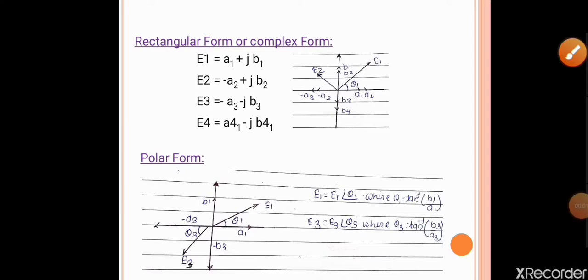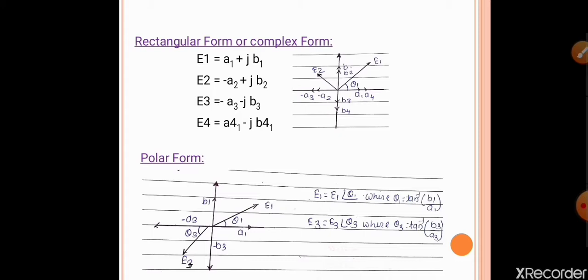Rectangular form or complex form. Consider a vector diagram. In this, the voltage E1 is present in quadrant 1, whereas E2 is present in quadrant 2. E1 is resolved into two components, that is A1 and B1. E2 is resolved into minus A2 and B2.